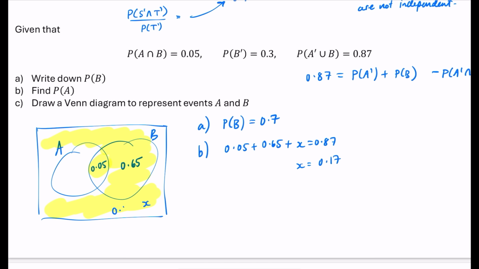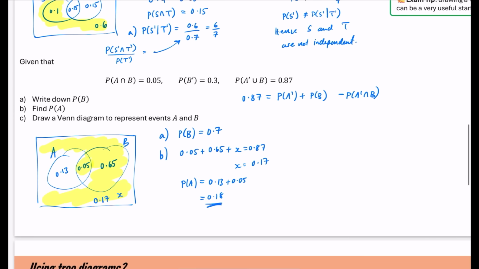So I now know that the outside area is 0.17, which means I can find out what this last remaining area is. So I will do 1 minus 0.17 minus 0.65 minus 0.05, which gives me this part as 0.13. And so I can say that the probability of A is equal to 0.13 plus 0.05, which is 0.18.